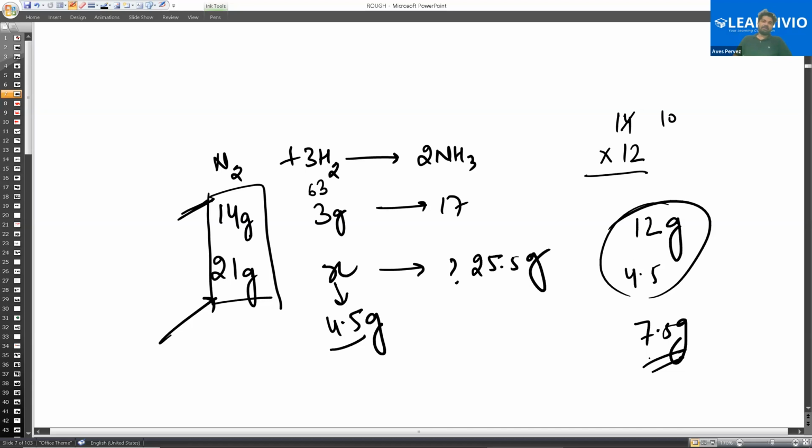This is the law of definite proportion, that in a chemical compound, elements are combined together in a fixed ratio by mass. It does not mean that if you have extra reactant, they will combine together. No, it is not so. They always combine in a fixed ratio. The ratio of 21 upon 4.5 is still 14 upon 3.